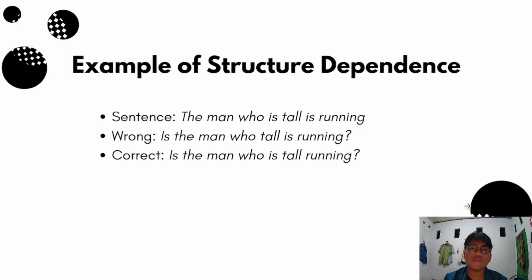So the example of structure dependence. There are three. Sentence: the man who is tall is running. Wrong: is the man who tall is running. The correct is: is the man who is tall running.